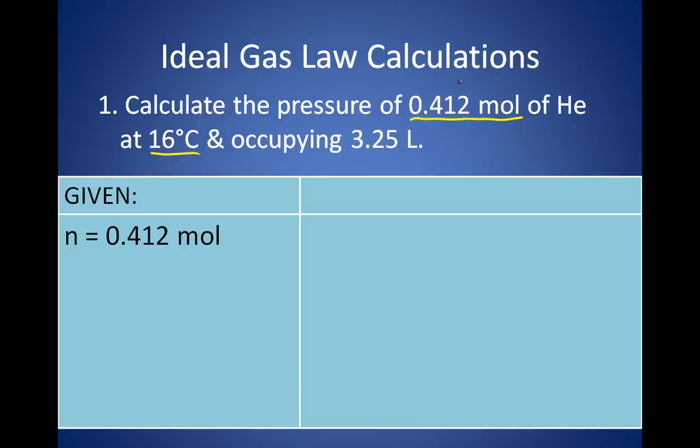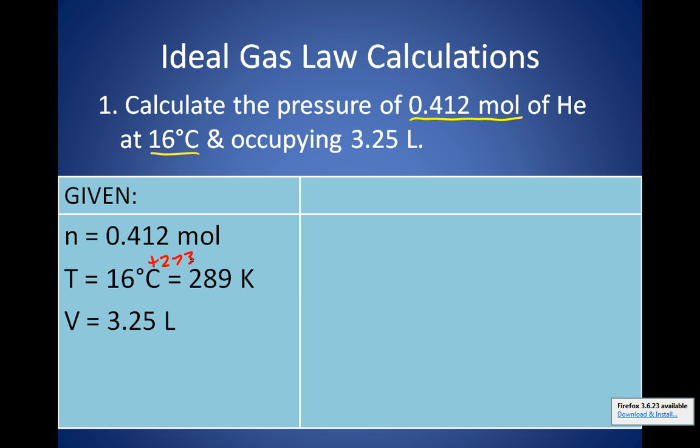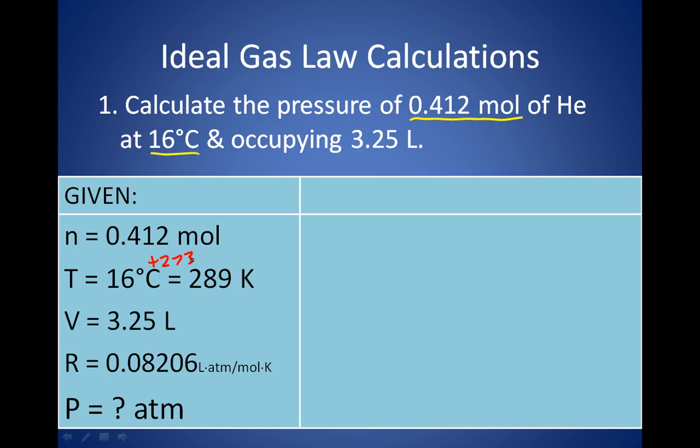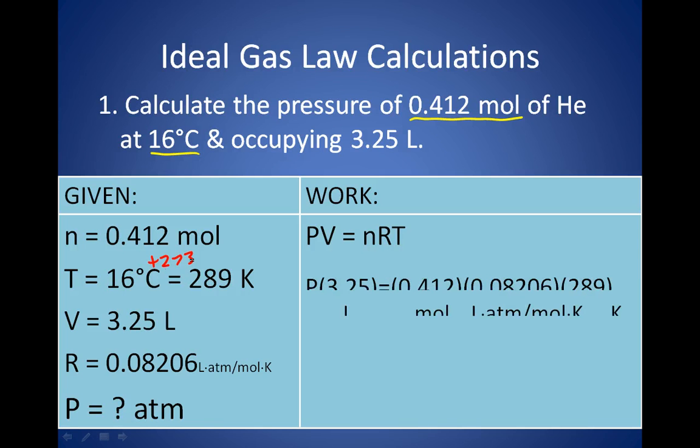So first you'll identify your givens. You're given 0.412 moles at a temperature of 16 degrees Celsius. If you add 273 to that, you get 289 Kelvin. We will still need to use Kelvin. Volume is 3.25 liters. Oh, we know R is 0.08206, and we're trying to find P. So you'll identify that we're using the PIV-NERT equation and plug in the numbers that you are given. Then you'll just need to do some rearrangement.